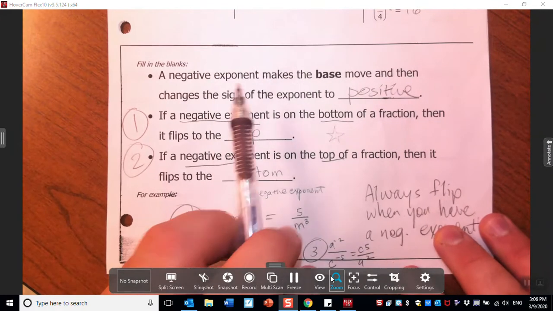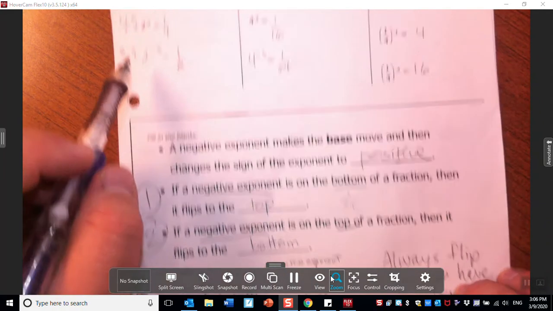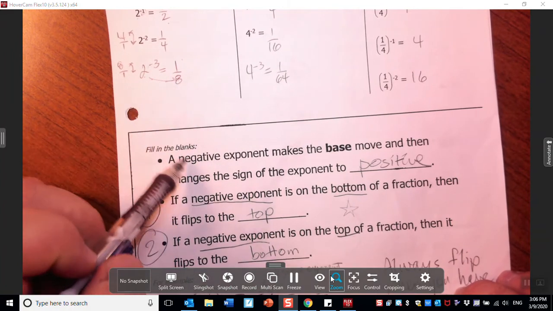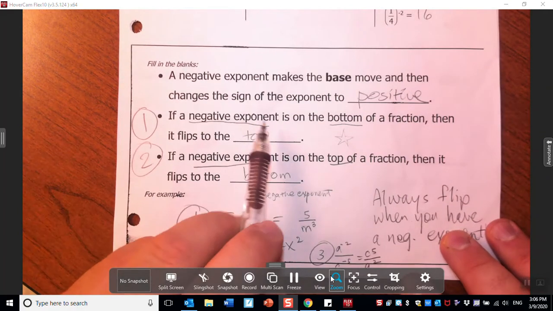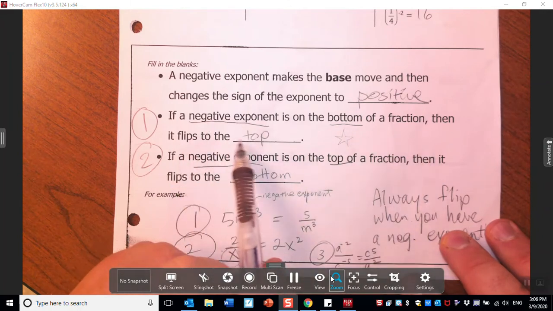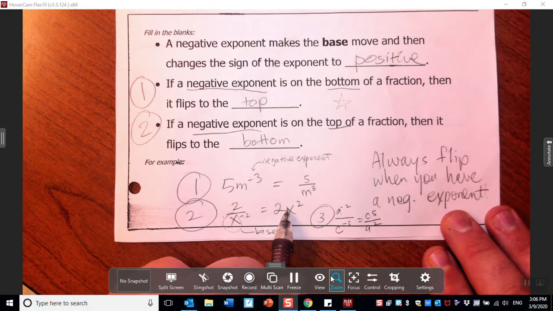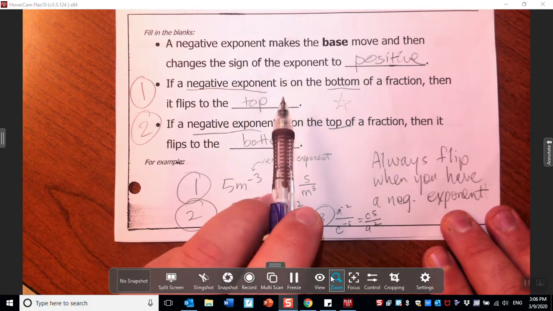A negative exponent makes the base move and then changes the sign of the exponent to positive. Remember, we made the base move to the bottom, and then we changed the sign to positive. If a negative exponent is on the bottom of a fraction, then it flips to the top. So we see this here. We have a negative exponent in the bottom, so that flips to the top. We bring it from the bottom to the top. This is essentially over 1. So this comes to the top, and we change the sign. It's no longer negative.